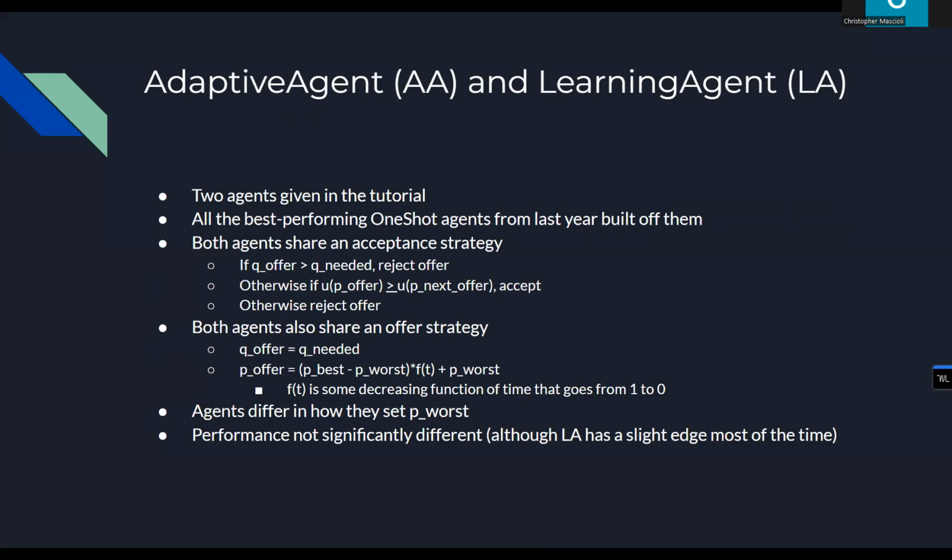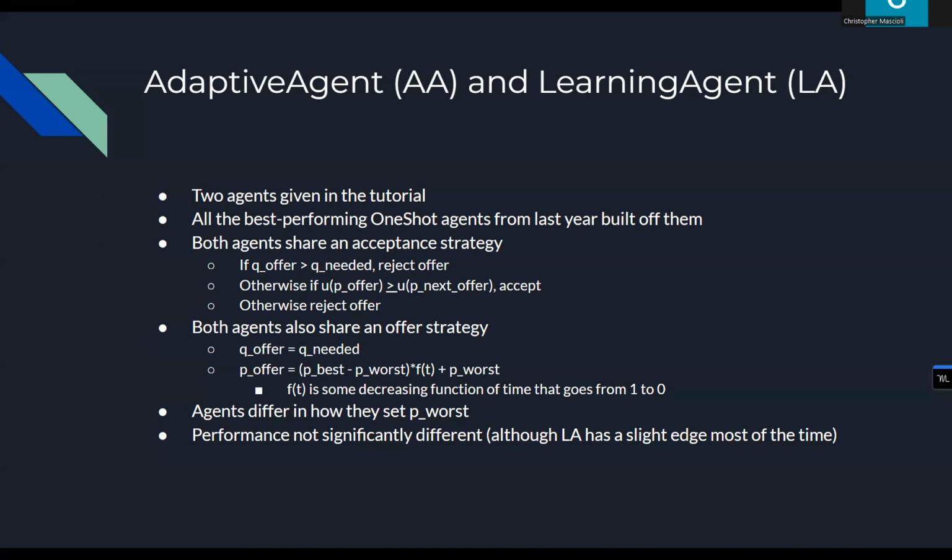For their acceptance strategy, the first thing they check is if the quantity offered is greater than the quantity they need. And if it is, they're just going to reject the offer. Otherwise, they just check if the price that's being offered by the opponent is better for them than the price that they're going to offer next. And if it is, then they logically just decide to agree.